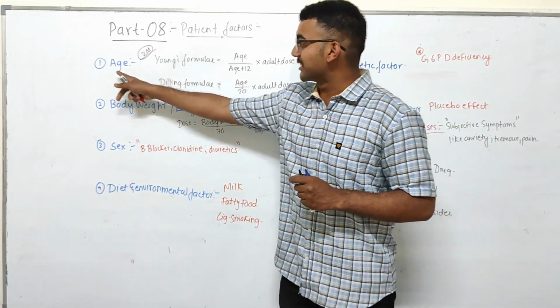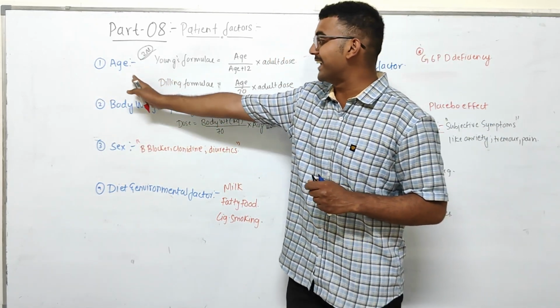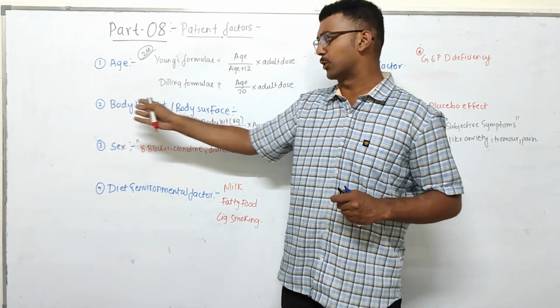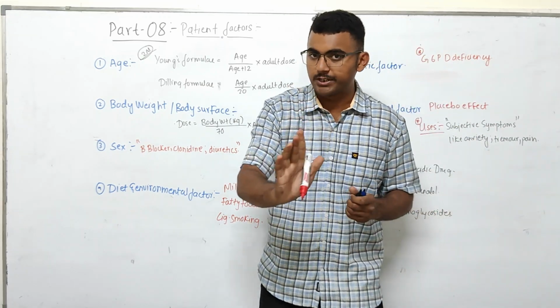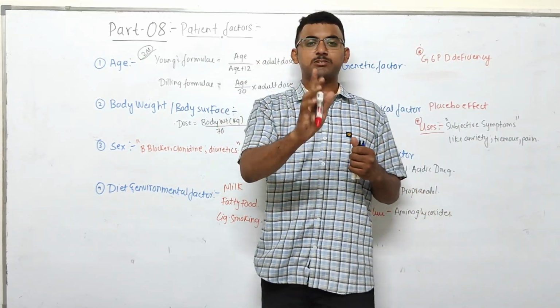So there are dose calculations based on age, then based on body weight, then based on body surface area. These formulas are very, very important for your 2-mark question. 100% you will get it.